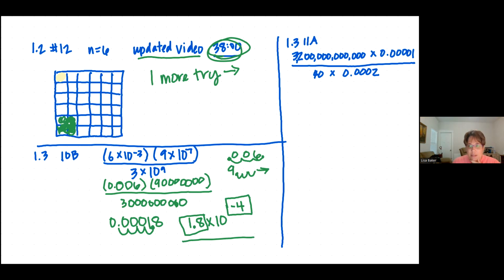Now, number 11 is going to be very similar. And here's what we're going to have to do. What I want you to do, because I'm not sure why it won't let me pull my calculator up on top of this.